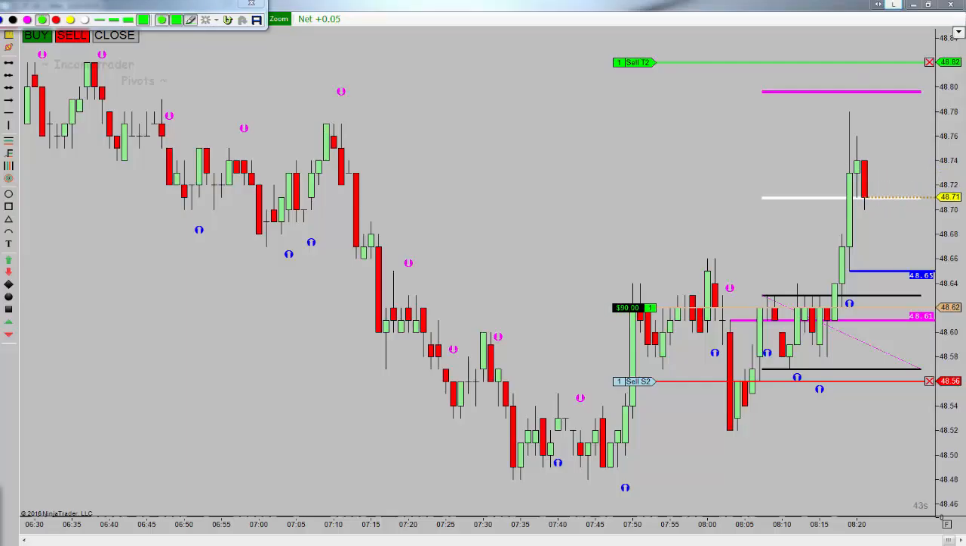So let's see, we got about 43 seconds here to see what happens. Looks like it's going to pull back here quite a bit.